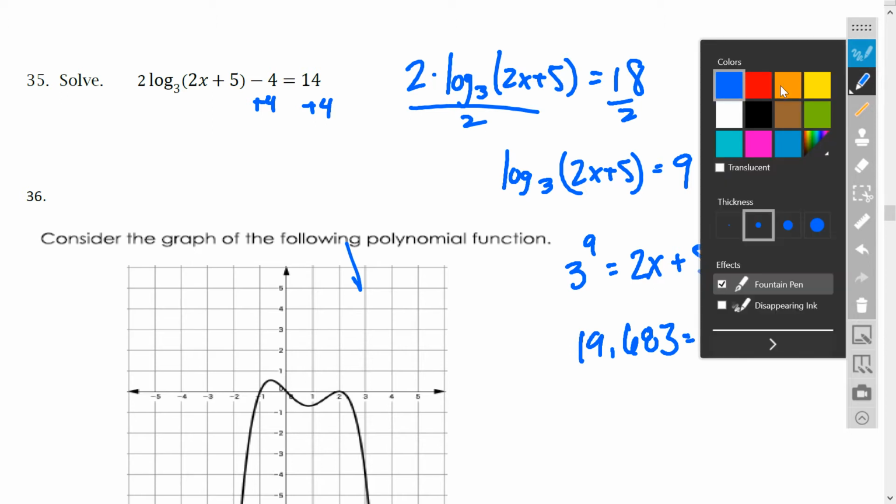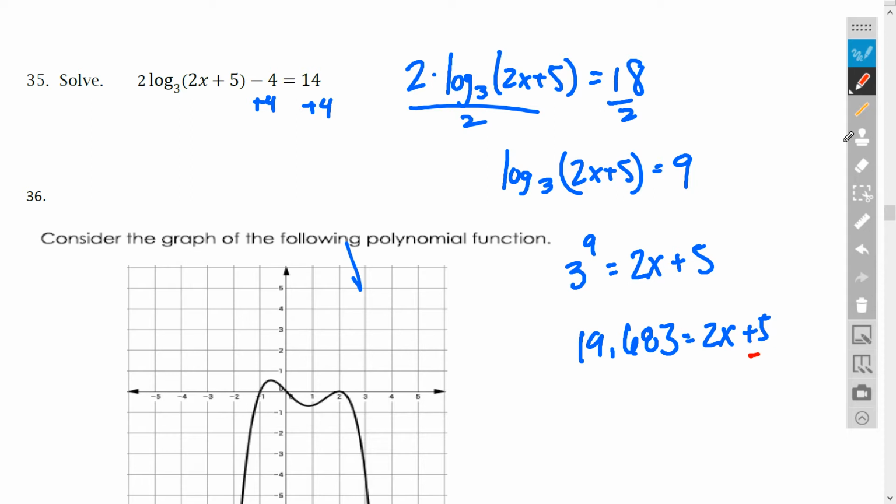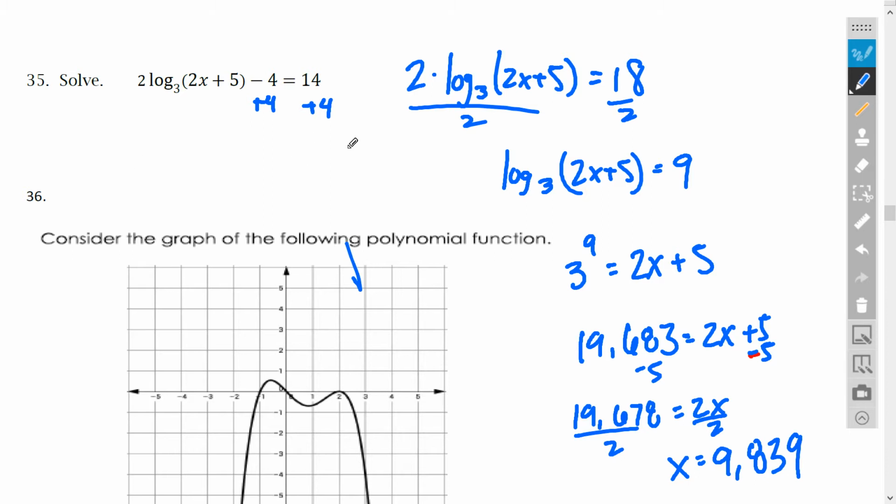And then I can solve this for x. So subtract 5 and then divide by 2. So 19,678 equals 2x. Divide by 2. So 9,839 would be the answer to that.